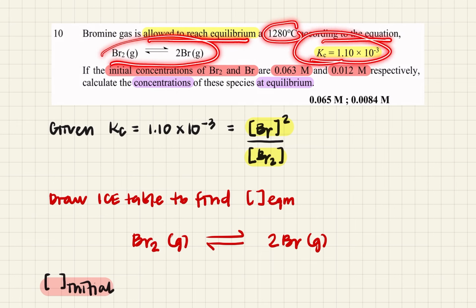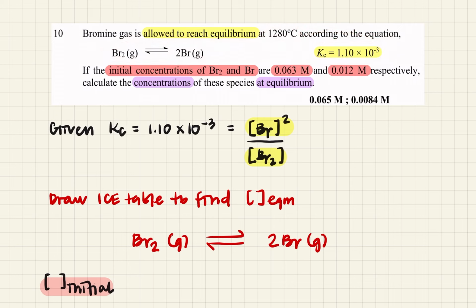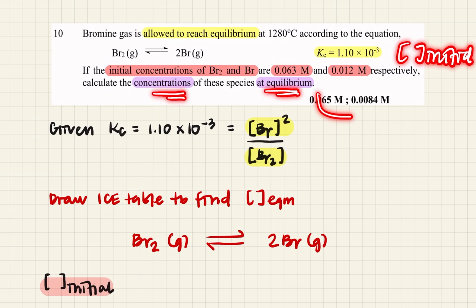So your Kc is given, and your initial concentrations of Br2 and Br are also given. So that is the initial concentration, not at equilibrium. So calculate the concentrations of these species at equilibrium. So we want to know the concentration at equilibrium. So obviously we have to use an ICE table.